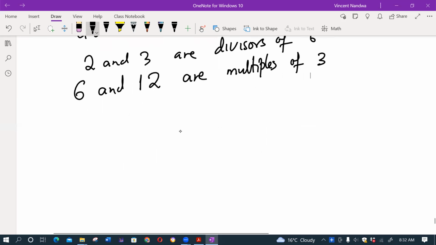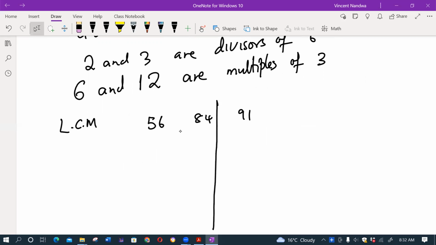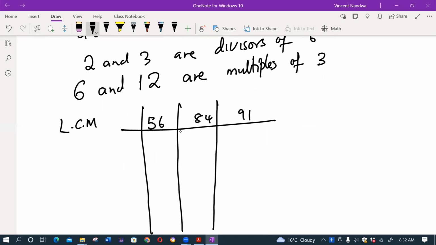Now, to get the LCM, let's start with LCM. You write 56, you write 84, you write 91. So you start by the smallest prime number that can divide any of the 3 numbers. Not necessarily all of them, but any of the 3 when you're defining the LCM. So 2 divides 56 into 28, 84 into 42, but it doesn't divide 91, so you write 91. So that's the first step.